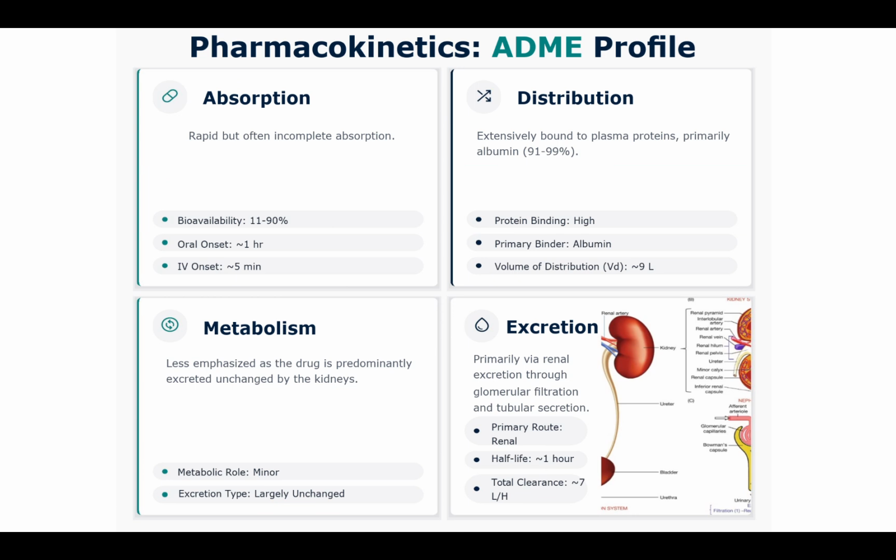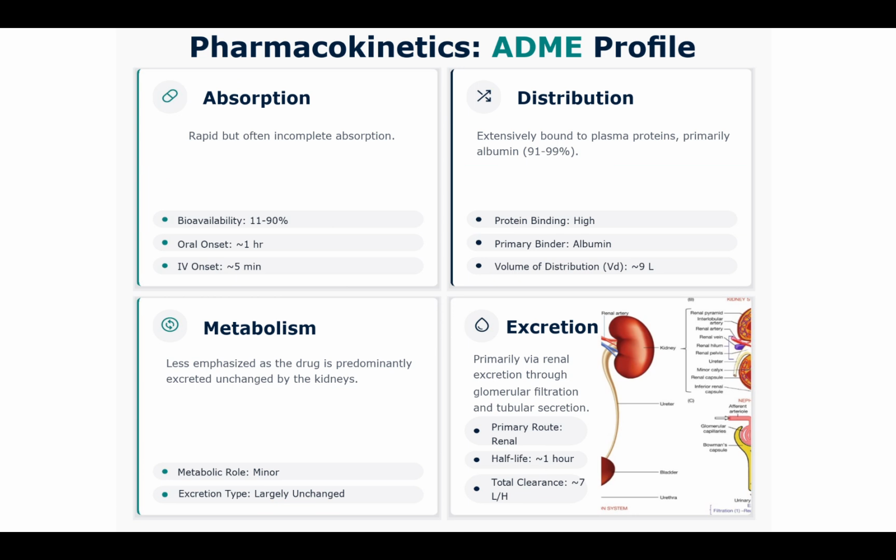When given intravenously, its effects are typically seen within just 5 minutes, whereas oral administration usually takes about an hour for effects to commence. Next is distribution. Furosemide is highly bound to plasma proteins, predominantly albumin. This binding is crucial because it facilitates its transport to the kidney and subsequent tubular secretion, which is a prerequisite for its diuretic effects. The volume of distribution is reported to be around 9 liters.